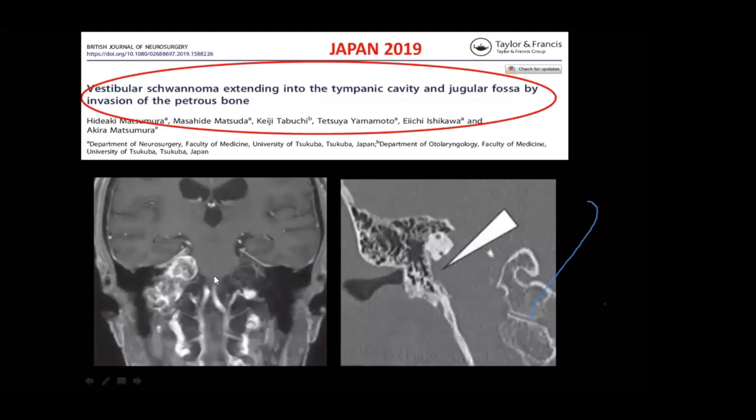Another schwannoma extending from the internal canal into the jugular fossa. Very unusual. What's the management of these vestibular schwannomas? A wait and see policy is acceptable in small intracanalicular schwannomas with no manifestations or minimal manifestation. You have the right to wait and see after discussing it with your patient.